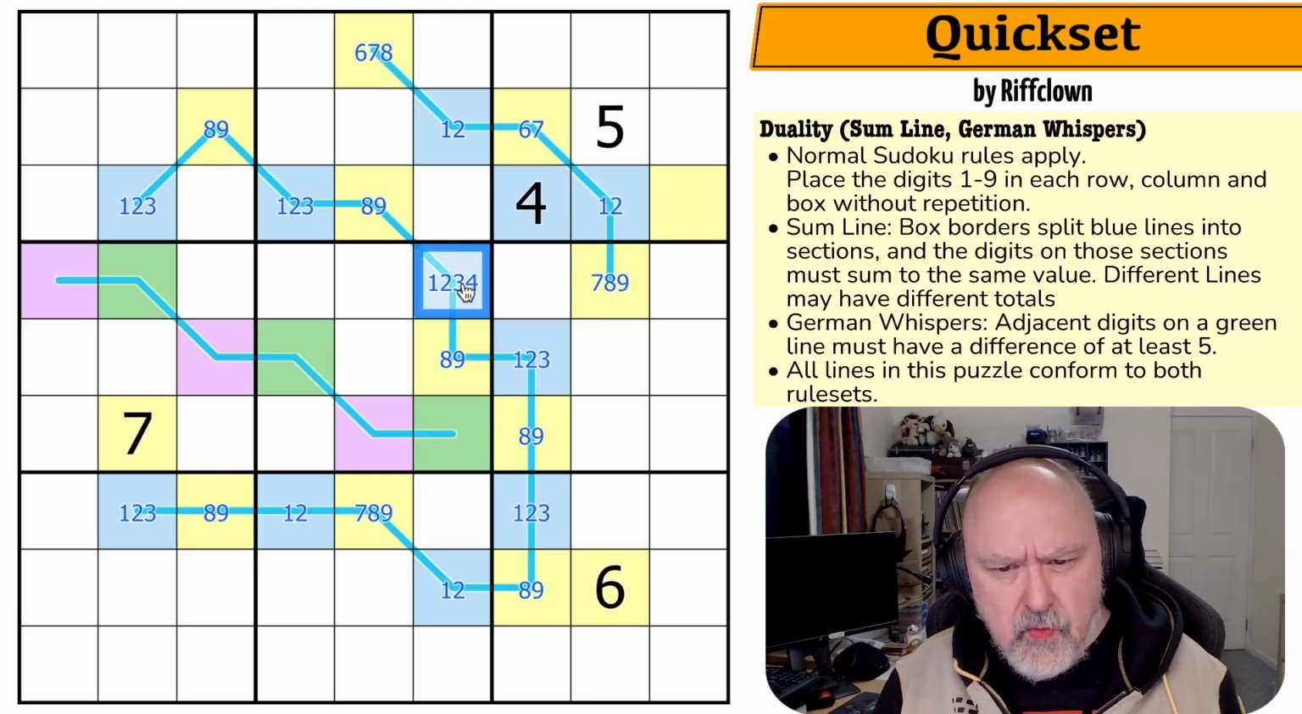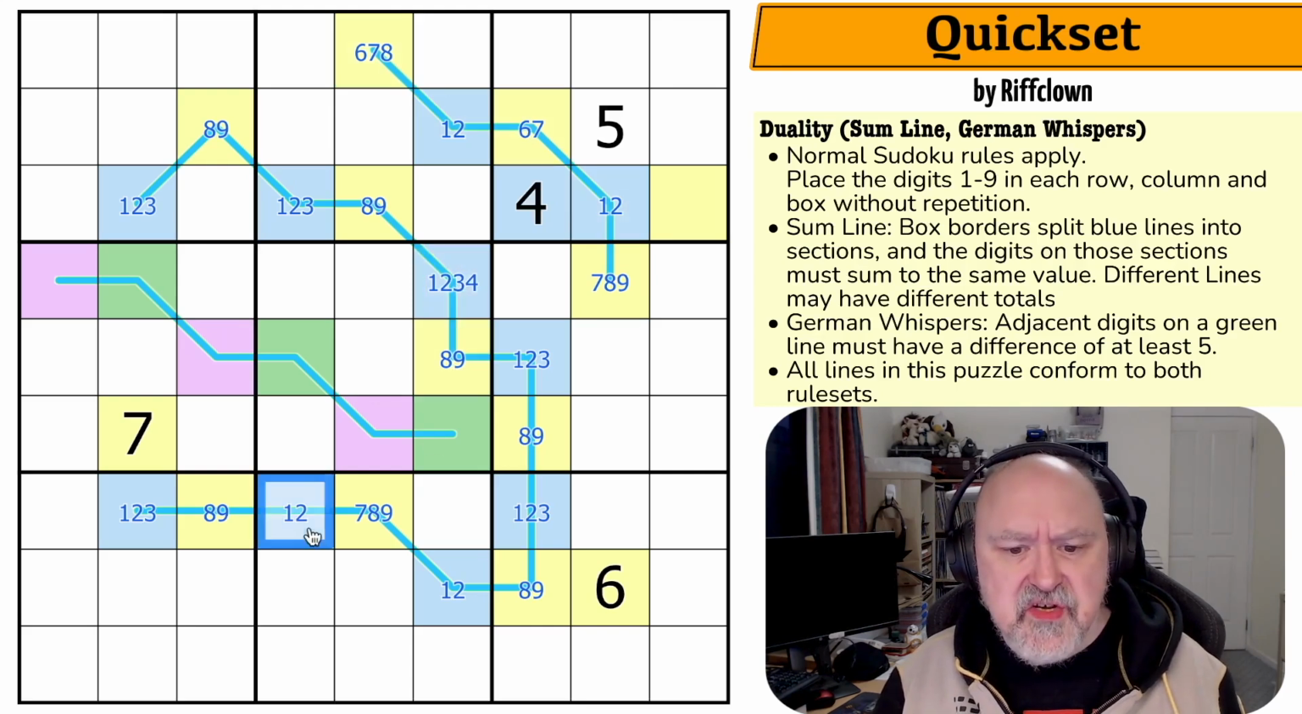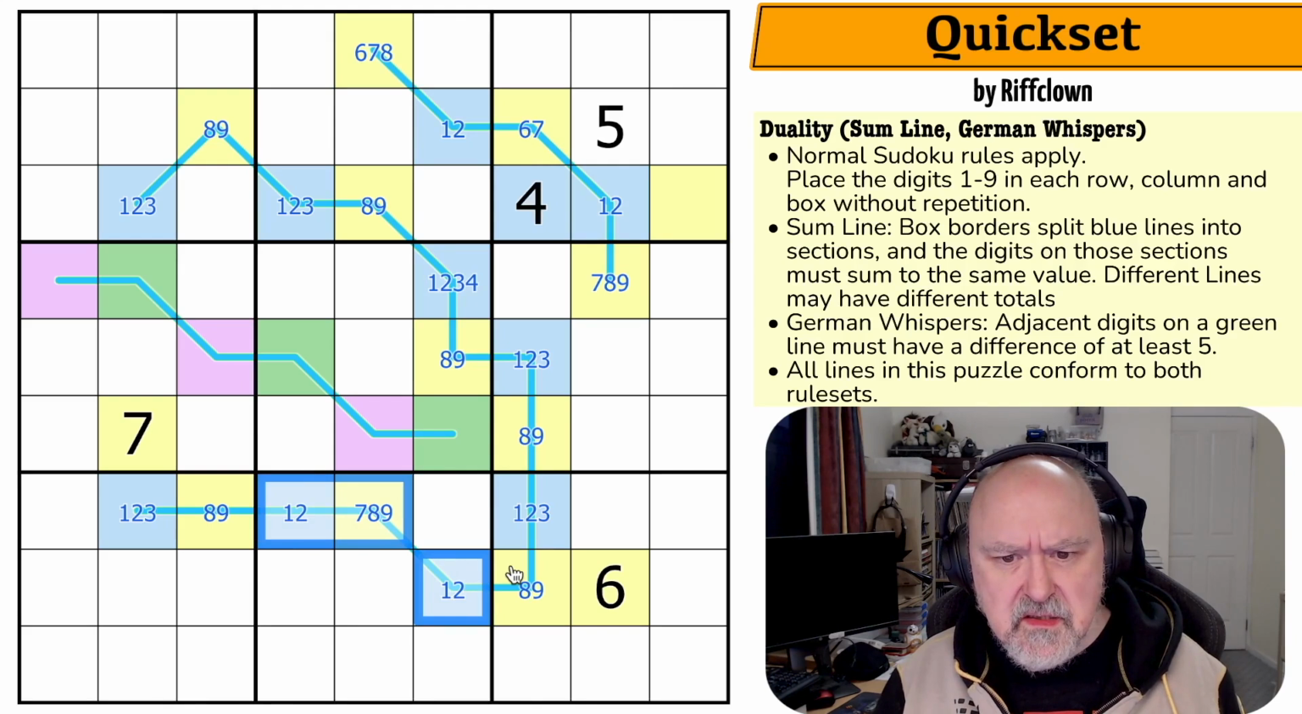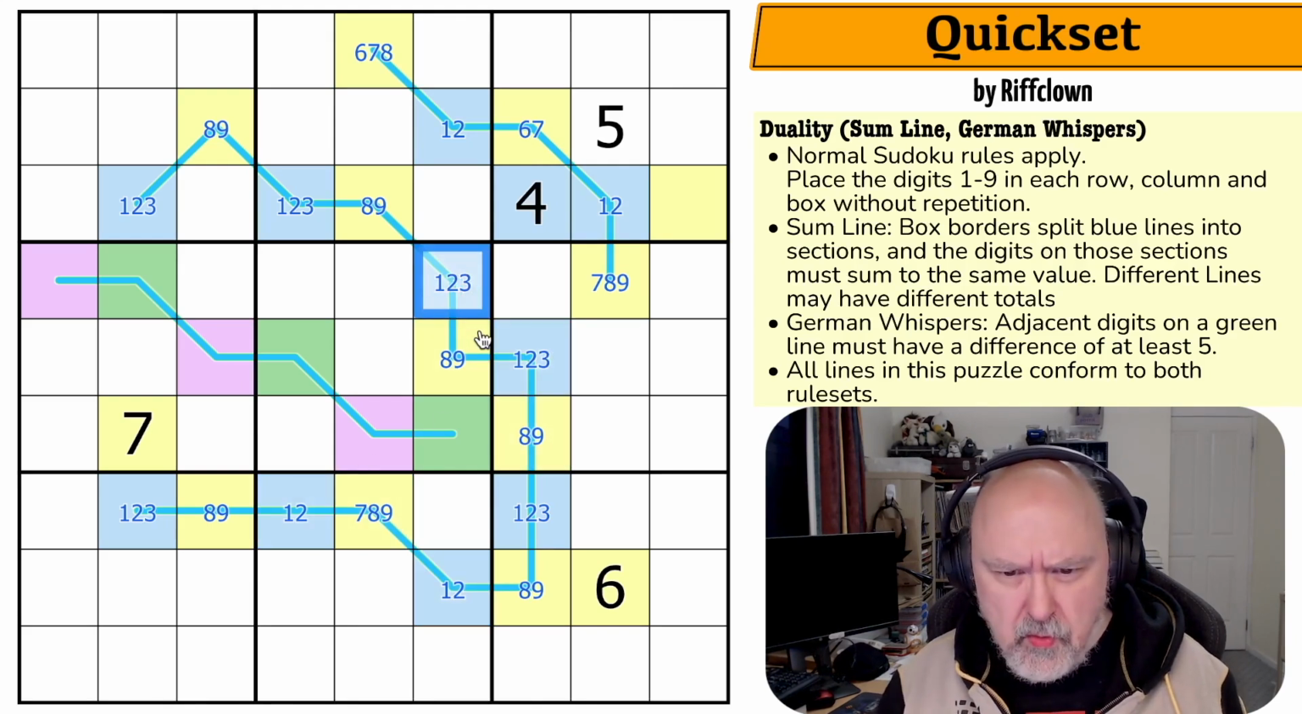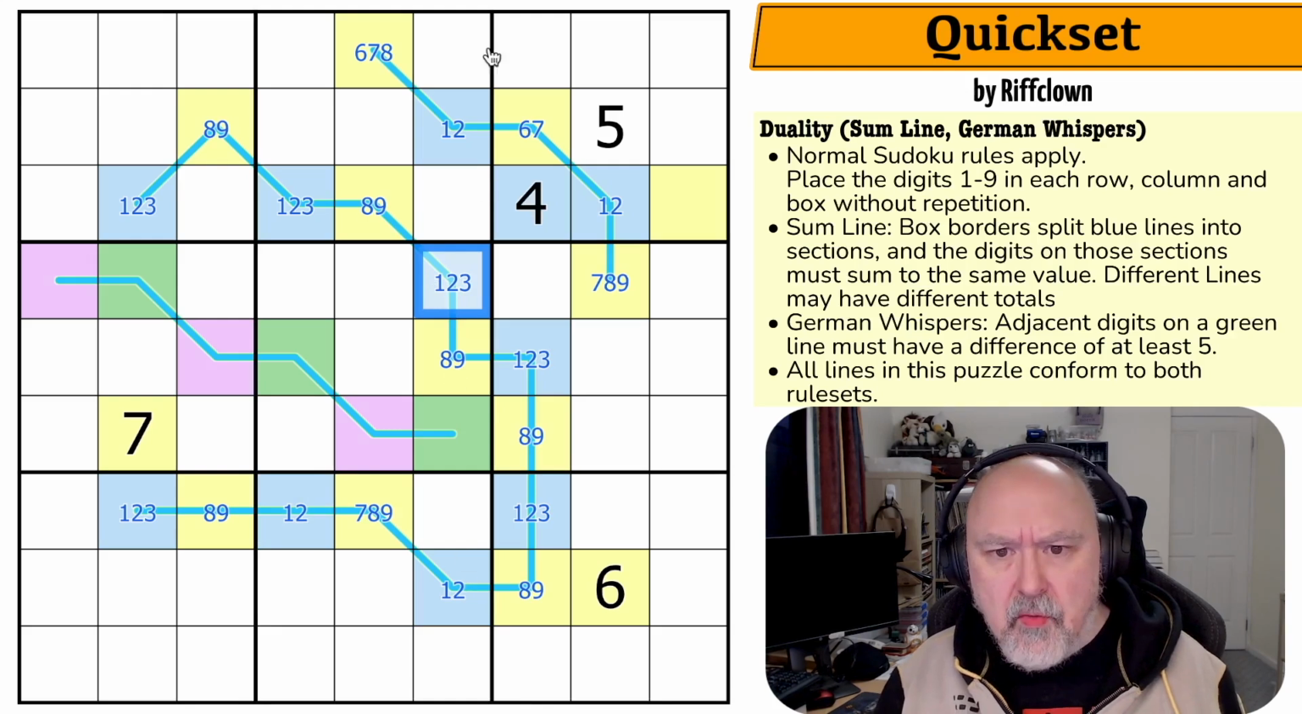If this is a 4, this is a 9, and that's 13, and that breaks these. This can't be a 4. Oh, 1, 2. This is 3.